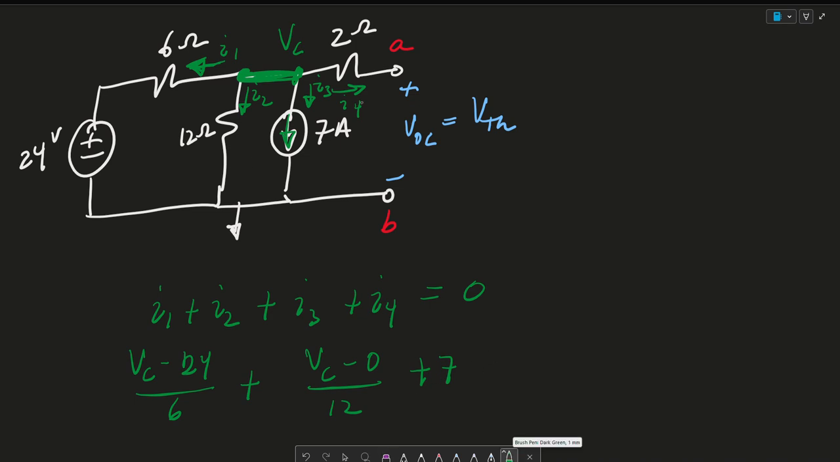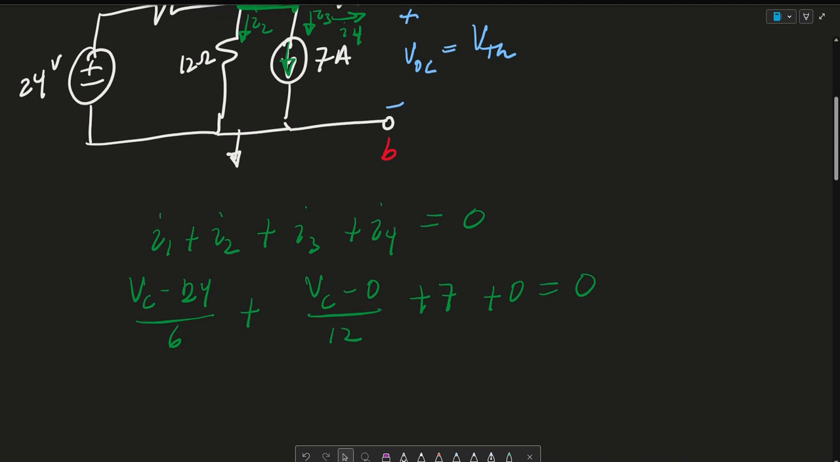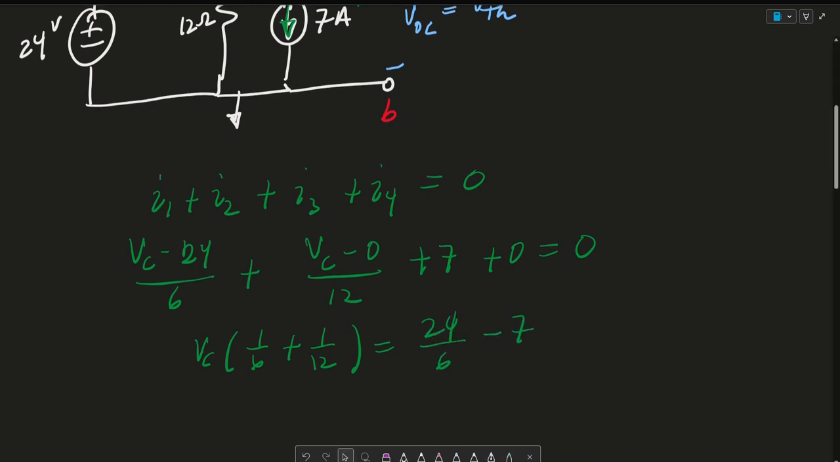And then as you can see for I4, there's an infinite resistance here, right? So no current is going to flow through there. So it's going to be plus 0 equals 0. Going ahead and solving for VC, you can pull out a 1 over 6 plus 1 over 12, and then this is going to be equal to 24 over 6 minus 7.